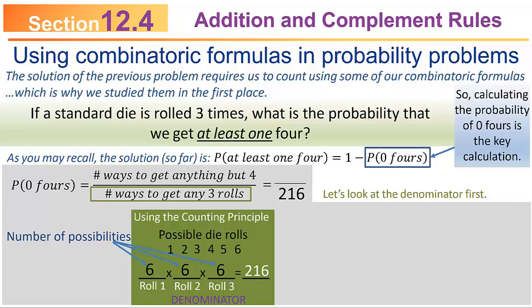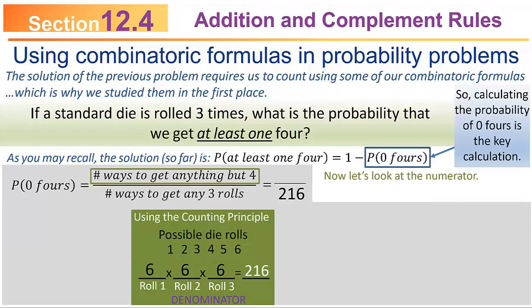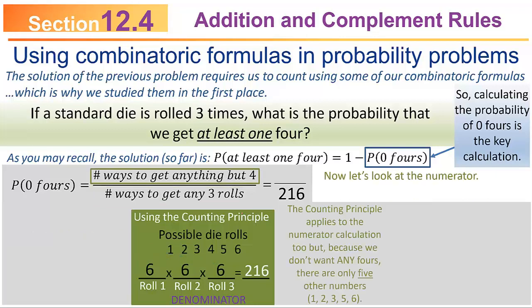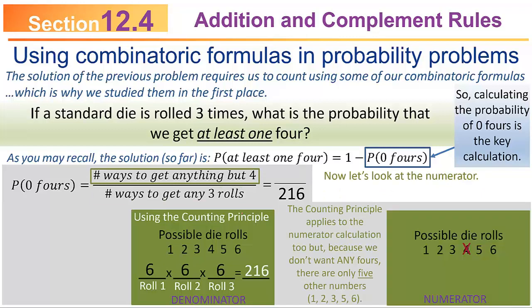But what about the number of ways to get anything but a 4? Well, after having done the calculation we just did, I think you'll see that it's pretty easy to look at the numerator and see that it's the same thought process, but this time we're not allowing the possibility of getting a 4 because we're looking for the number of ways to get anything but a 4. So we knock the 4 out as being a possibility, but the process stays the same. We're still doing 3 die rolls. We just don't want any 4s.